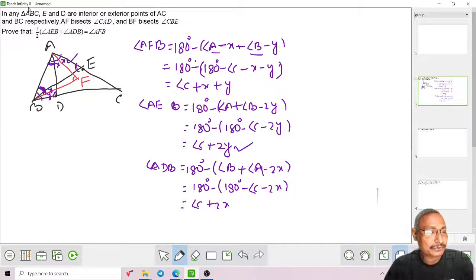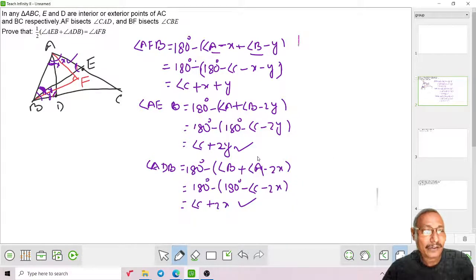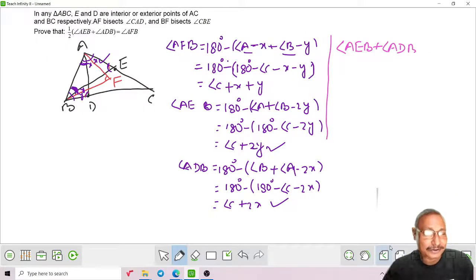So here we want to know the sum of these two, and in this process we will add these two. So AEB plus angle ADB. I think you have already got this one. So this one is equal to the sum of these two, that means 2C plus 2x plus 2y. So I am taking common 2 and writing here C plus x plus y.